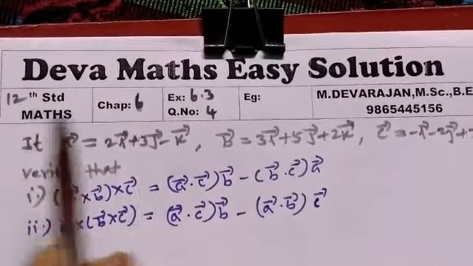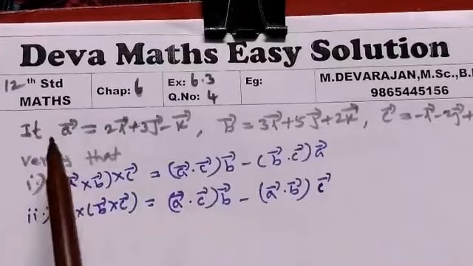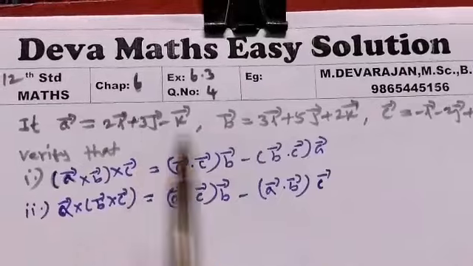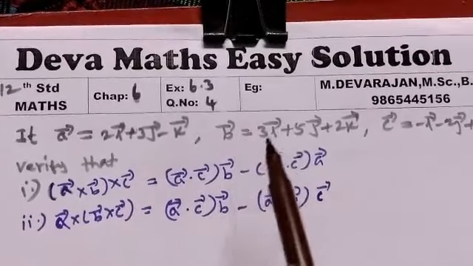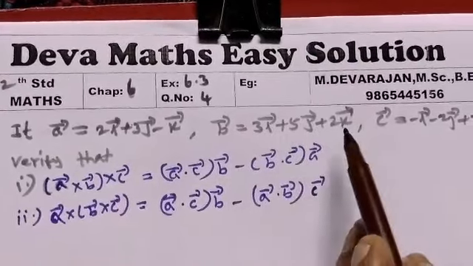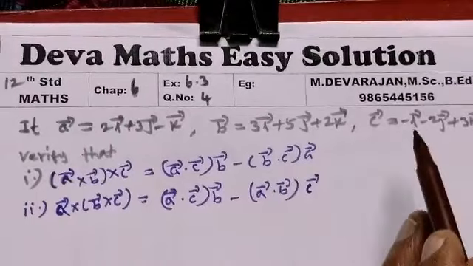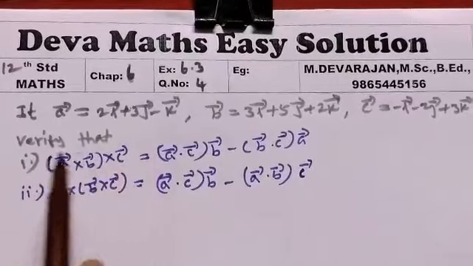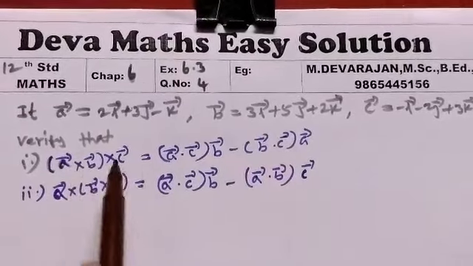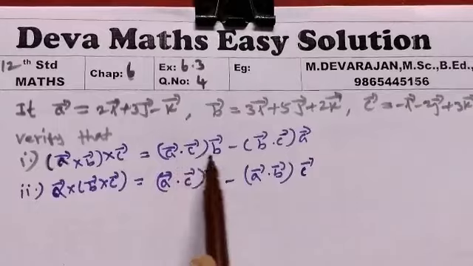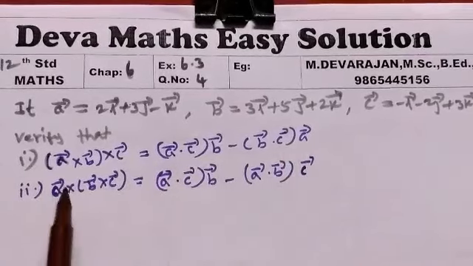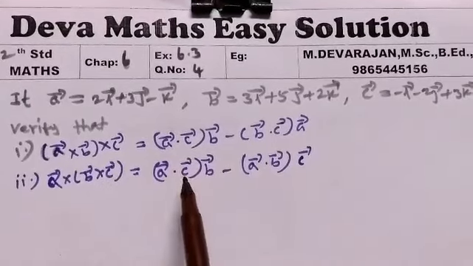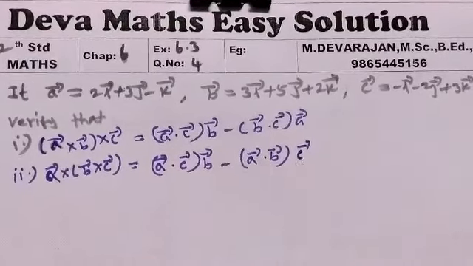Now we are going to see 12th Math Chapter 6, Exercise 6.3, question number 4. If A vector equal to 2i vector plus 3j vector minus k vector, B vector equal to 3i vector plus 5j vector plus 2k vector, C vector equal to minus i vector minus 2j vector plus 3k vector. Verify that A vector cross B vector cross C vector equal to A dot C B vector minus B dot C A vector. Then second one is A vector cross B vector cross C vector equal to A dot C B vector minus A dot B C vector.